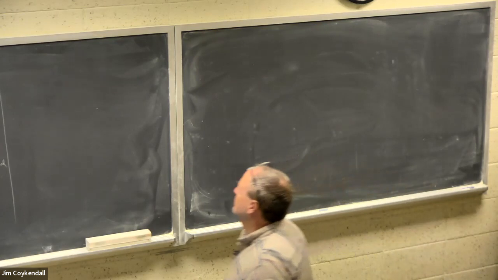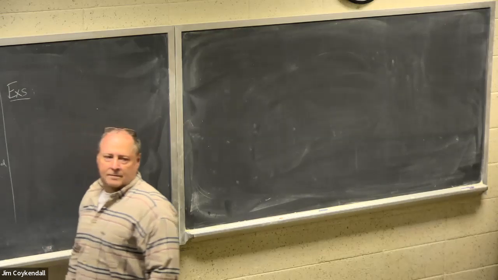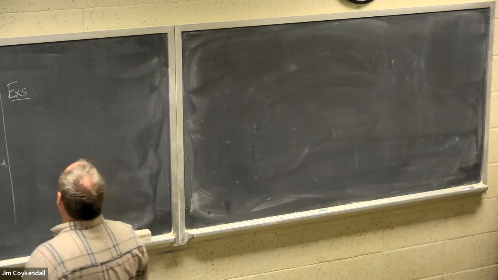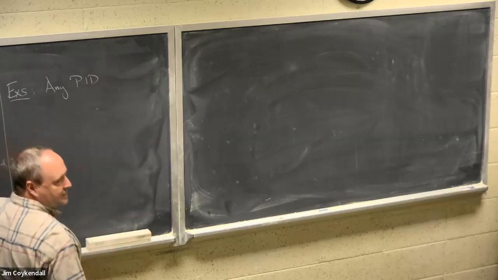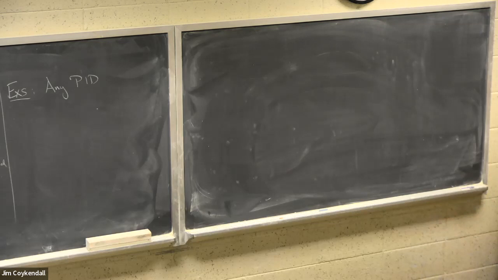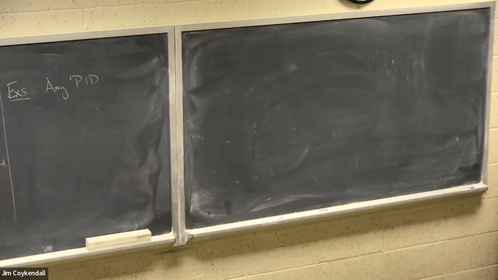So, examples. Well, how about this? Any principal ideal domain, right? Because what do we know in a domain? Every principal ideal, say generated by x, is invertible. Its inverse is generated by 1 over x, right? Okay, well, that's boring. These are also Dedekind domains.